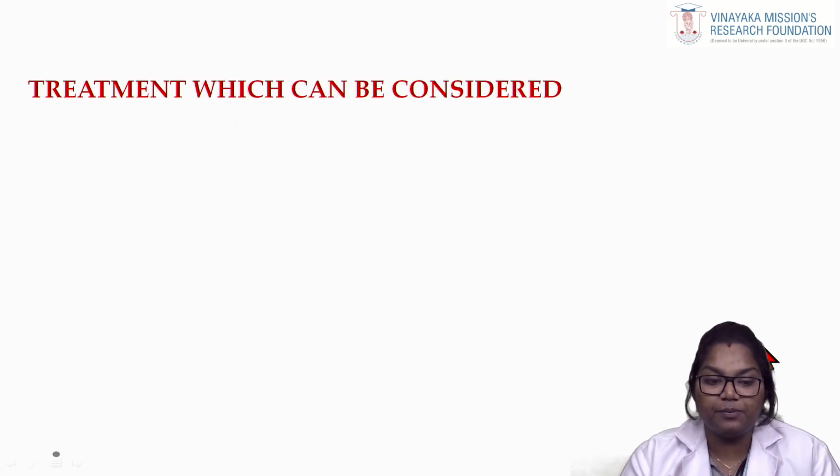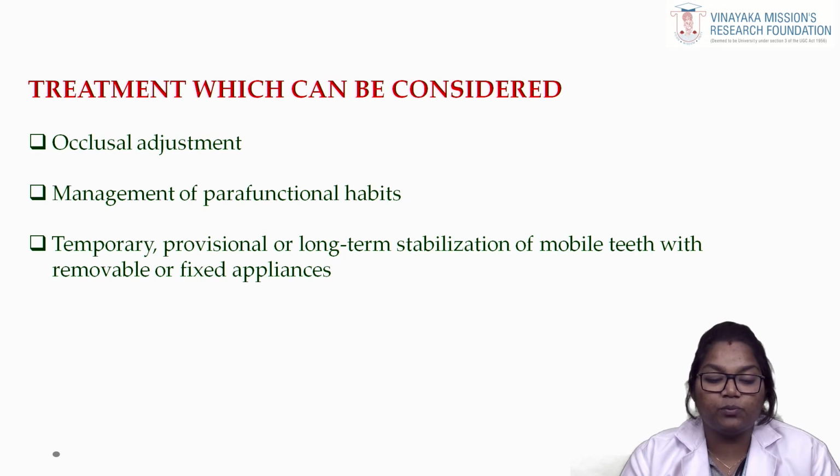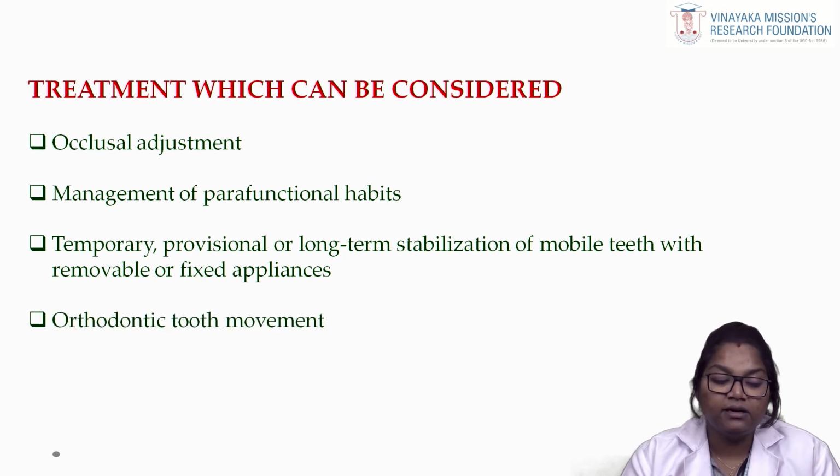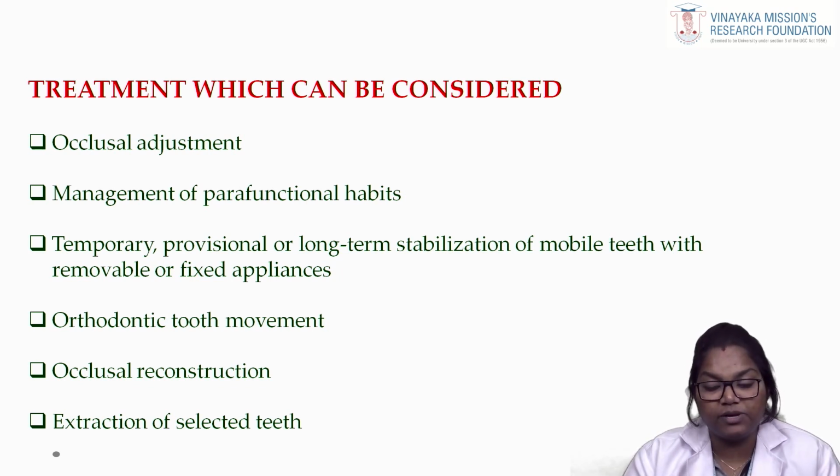So the treatments which can be considered are occlusal adjustment, management of the parafunctional habits, temporary or provisional splinting, orthodontic tooth movement, occlusal reconstruction and the extraction of selected teeth in case none of these treatment outcomes will enhance the repositioning of the tooth or the stability of the tooth.